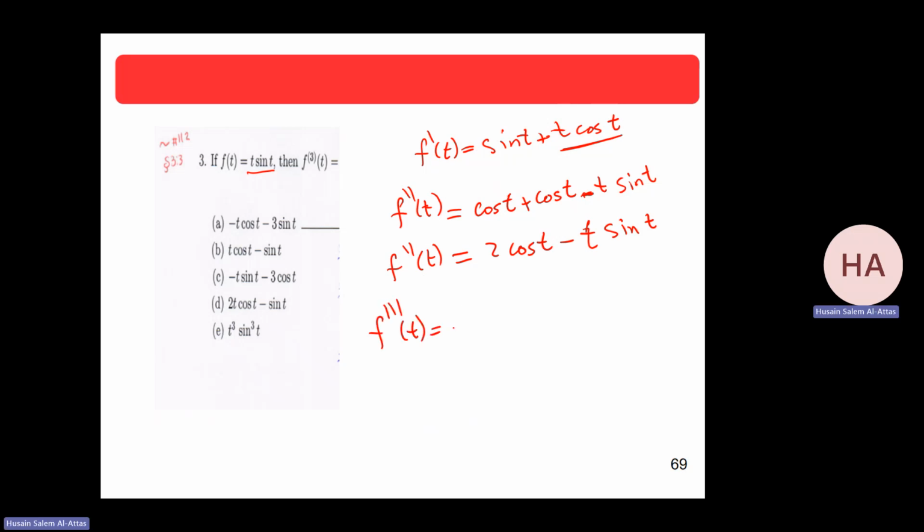Be careful. This will be minus 2 sine t. This is now product rule. Don't forget multiplying by minus sine t minus t cosine t. So the answer is minus t cosine t minus 3 sine t, which is this one.